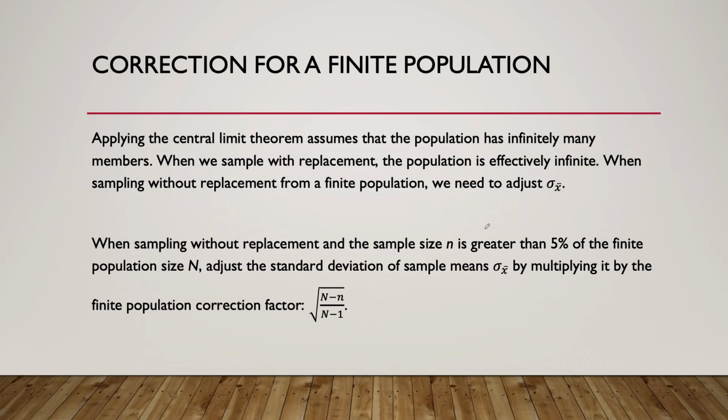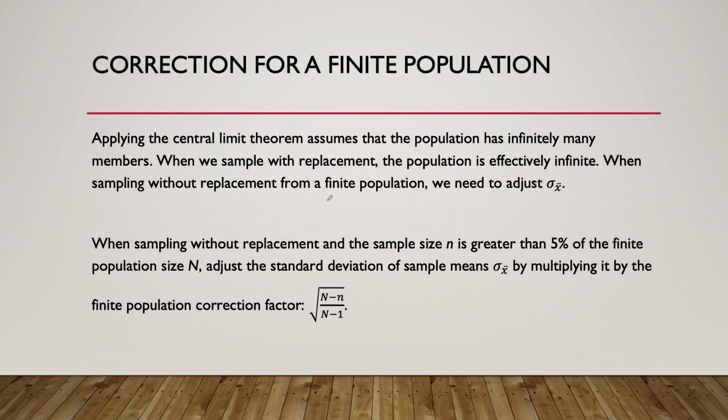The correction for a finite population, though: when we applied the central limit theorem, we assumed that the population has infinitely many members. When we sample with replacement, the population is effectively infinite. When sampling without replacement from a finite population, we need to adjust the standard deviation of x bar. When sampling without replacement and the sample size n is greater than 5% of the finite population size N, we want to adjust the standard deviation of sample means.